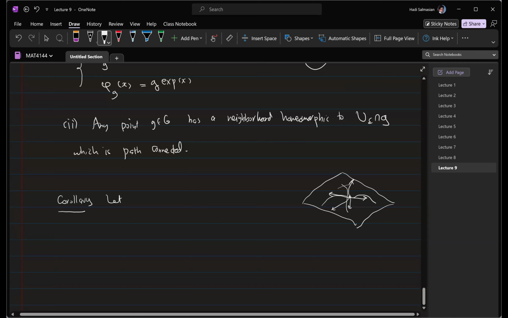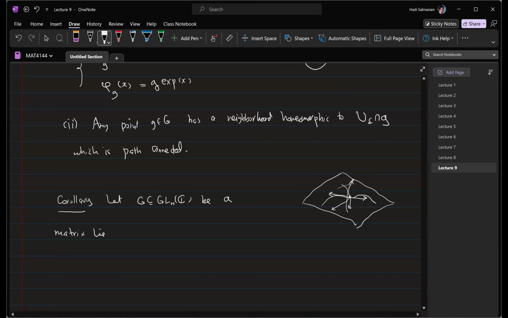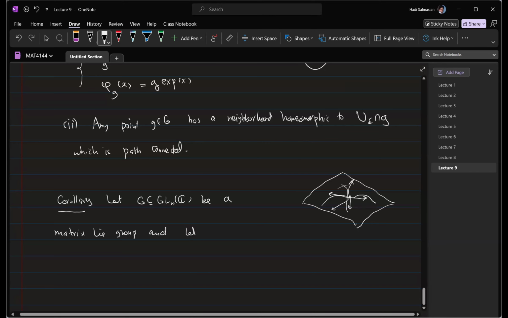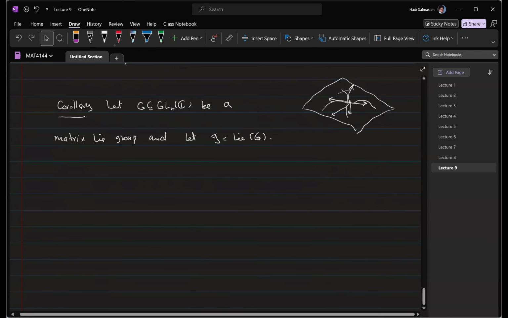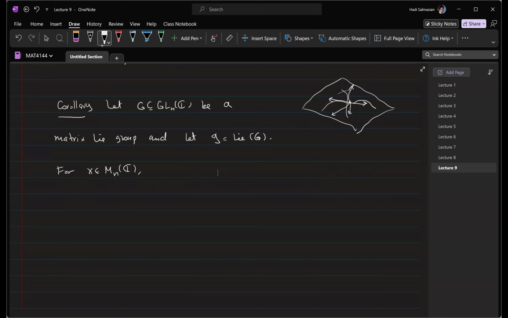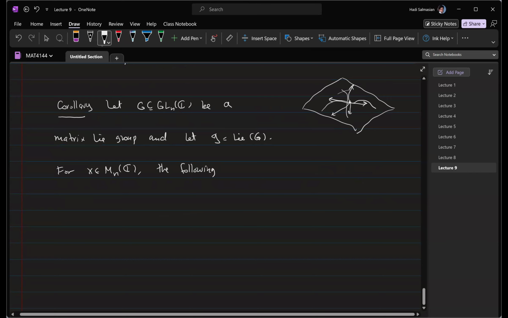Okay, so let G in GL_n(C) be a matrix Lie group, and let g be the Lie algebra of G. So now for any X in M_n(C), the following are equivalent. The first is that X is in the Lie algebra, which means e to the tX is always in G.